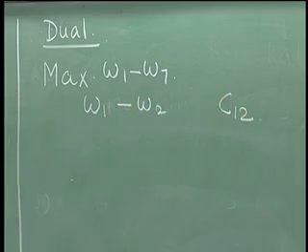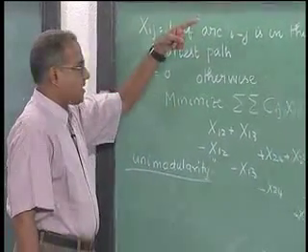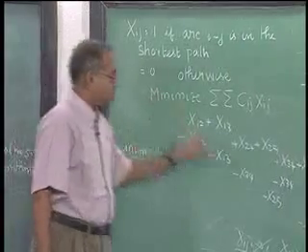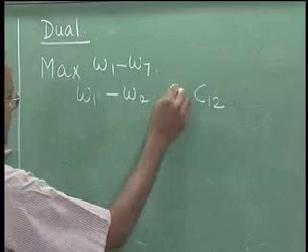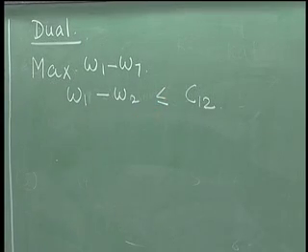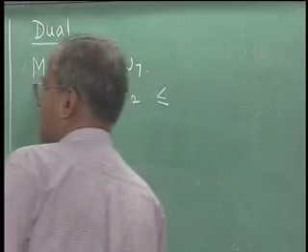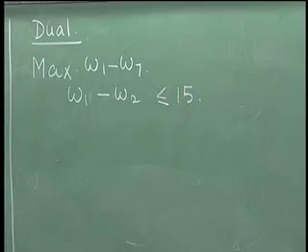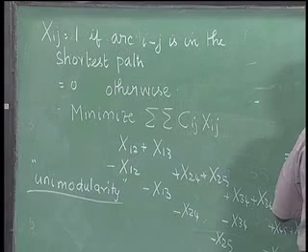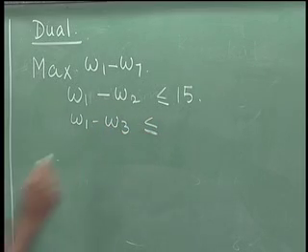So, if we look at variable x12, W1 minus W2, we have a C12 here. Now, remember, the primal is a minimization problem, so dual is a maximization problem. A minimization problem with all greater than or equal to constraints would give us a maximization problem with less than or equal to constraints. So, Wi minus Wj is less than or equal to Cij. In our case, W1 minus W2 will be less than or equal to C12, which is 15. Similarly, we can write W1 minus W3 is less than or equal to 20.